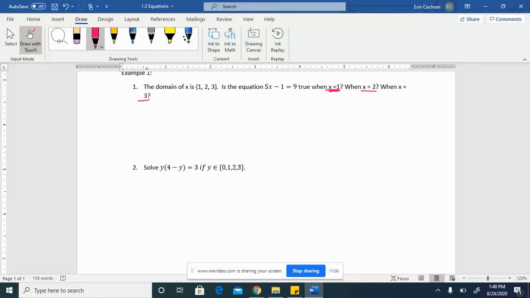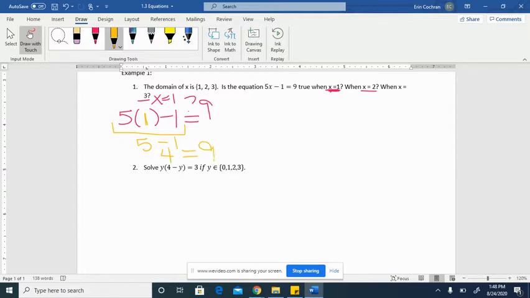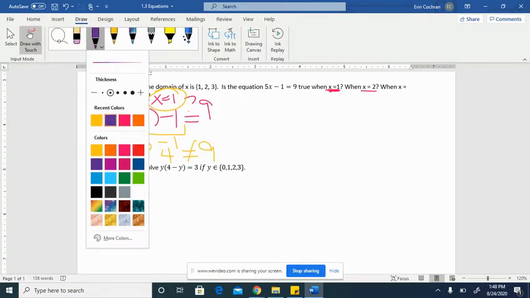So we're going to look at when x equals 1. Plugging in, 5x represents 5 times x, minus 1. Does that equal 9? So let's plug in that 1 and follow order of operations on the left-hand side. 5 times 1 is 5. 5 minus 1 is 4. Does 4 equal 9? No. So x equals 1 is not a solution. All right, let's look at when x is 2.